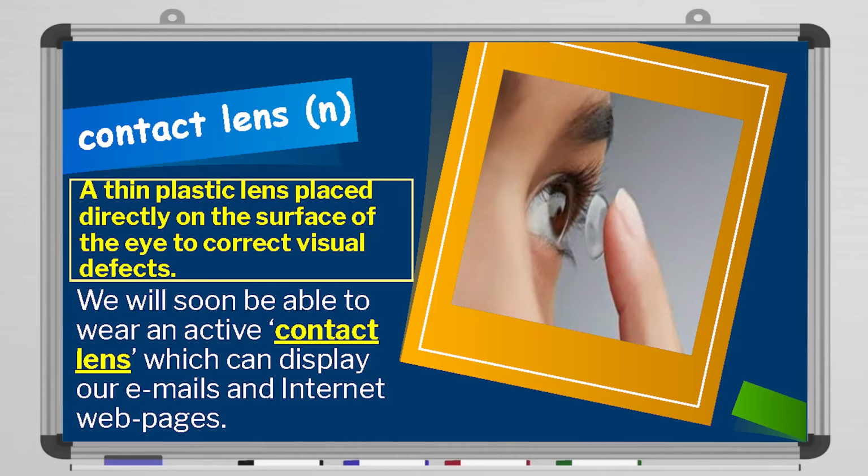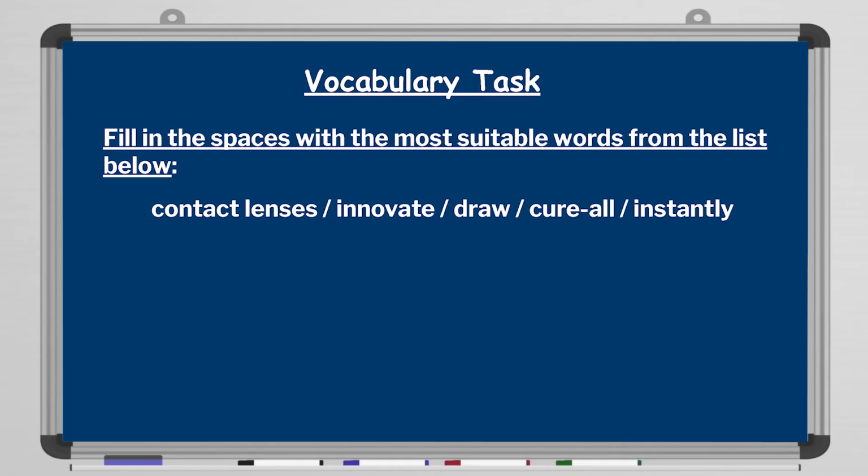web pages. We're finished with the vocabulary, and we're finished with the set book questions. Let's see if you can solve these vocabulary tasks. We have the first sentence. Fill in the spaces with the most suitable words from the list below. We have contact lenses, innovate, draw, cure all, and instantly.